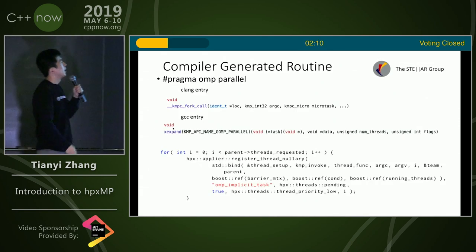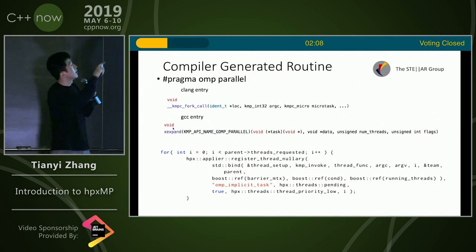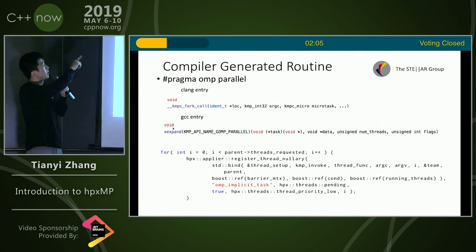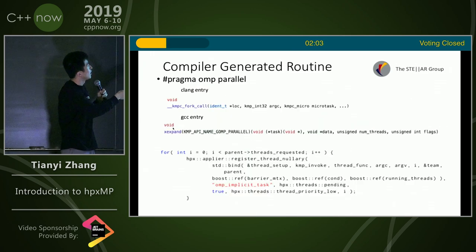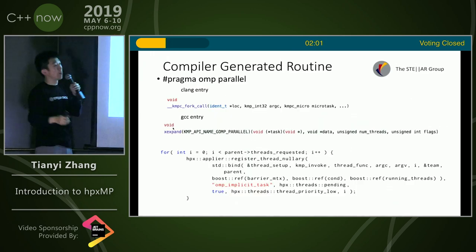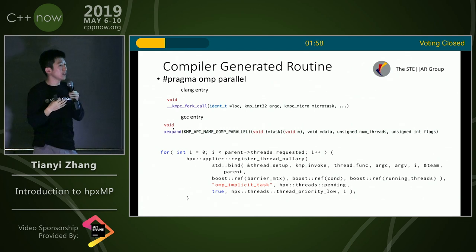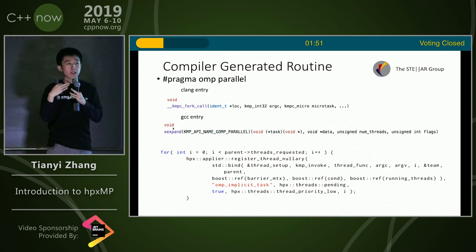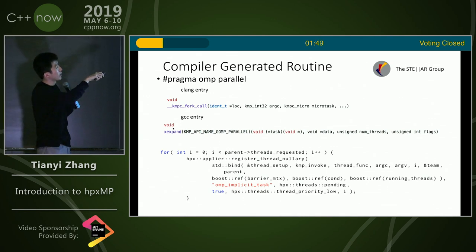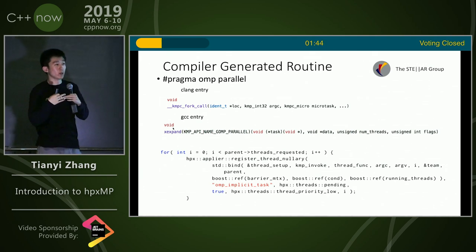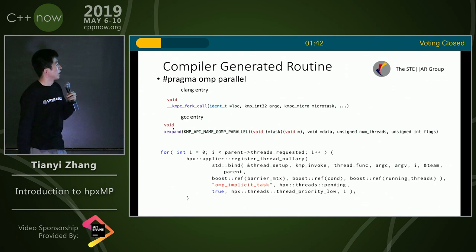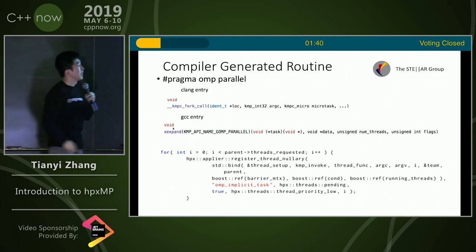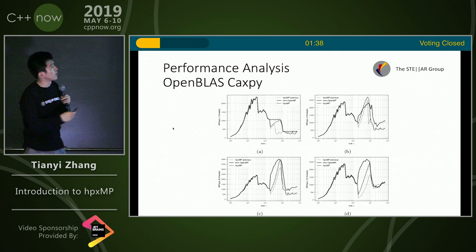And here's a little bit deeper look at the code. If you have a pragma omp parallel, it will generate the __kmpc_fork_call if you compile with clang. And if you compile with GCC, it will generate another function call. To make hpxMP work with both clang and GCC, we mapped the GCC-generated function call to the clang one, so we can have both interfaces. And here's how you create an HPX thread. I guess I don't need to explain that.